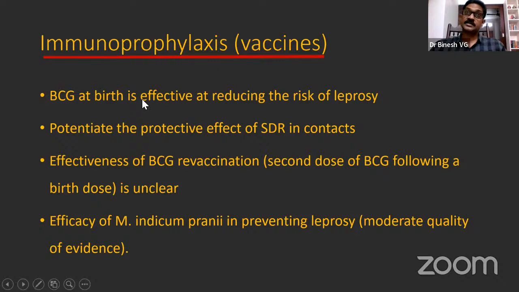Immunoprophylaxis with vaccines: there are a lot of studies with BCG. It has been proved to be effective in conferring immunity in leprosy. Also, single dose rifampicin given along with BCG is going to be more effective. BCG revaccination, the effect is unclear. And another vaccine has been developed in India, Mycobacterium indicus pranii, the MIP vaccine. It was available as Immuvac, Lepravac, etc. And availability is one of the problems.